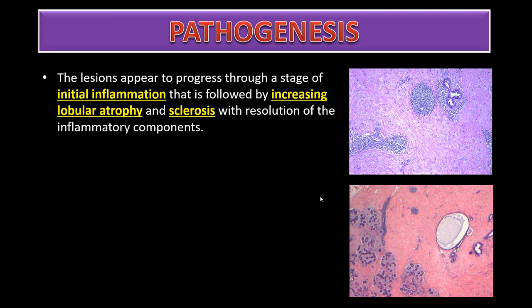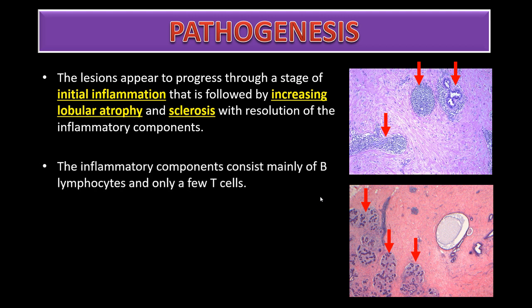The lesions appear to progress through a stage of initial inflammation that is followed by increasing lobular atrophy and sclerosis with the resolution of the inflammatory components. The inflammatory components consist mainly of B lymphocytes and only a few T cells. Prominent epithelioid stromal cells are noted.